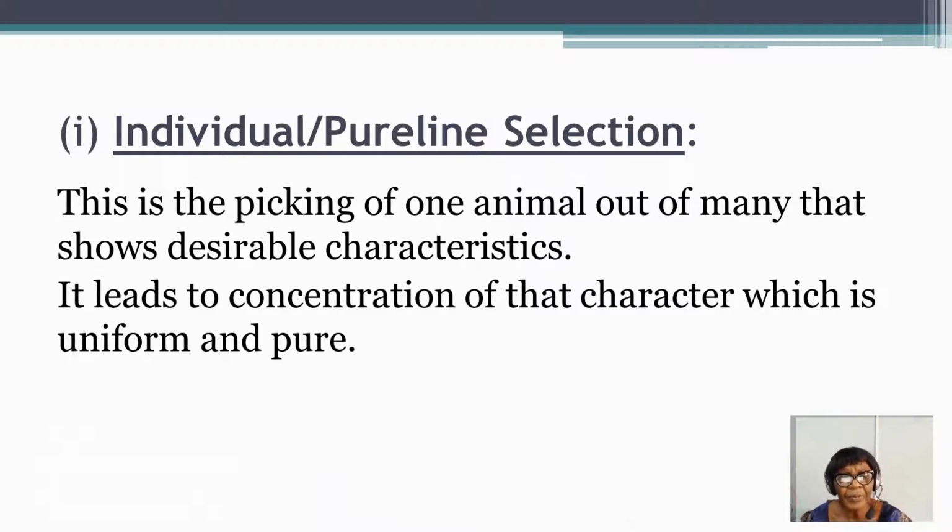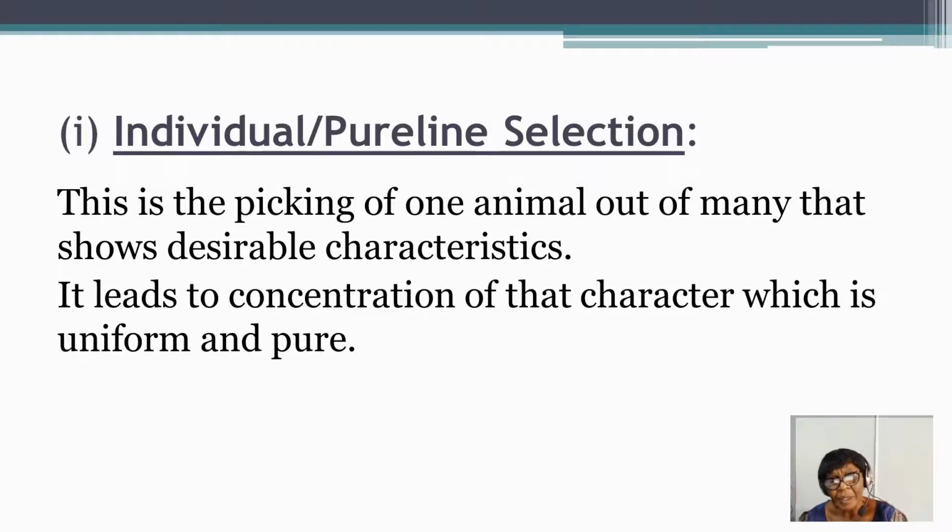What did I call it? Individual or Pureline Selection. They are saying the same thing. Picking one animal out of many that shows desirable characteristics. This type of selection leads to concentration of that character which is uniform and pure.